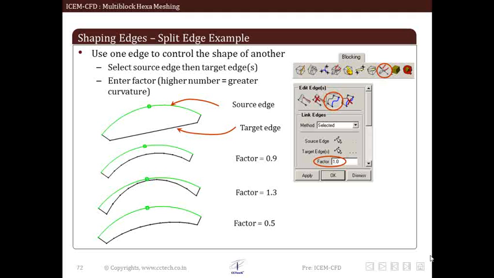We can control shape of target edge by varying a factor. A value of say 0.3 indicates that 30% of shape of the source edge is linked. Similarly, factor of say 1.3 indicates that 130% of source edge is linked. A value of 1 indicates same shape as that of the source edge. This variation can be seen from these figures. Depending on our needs, we can change this factor.